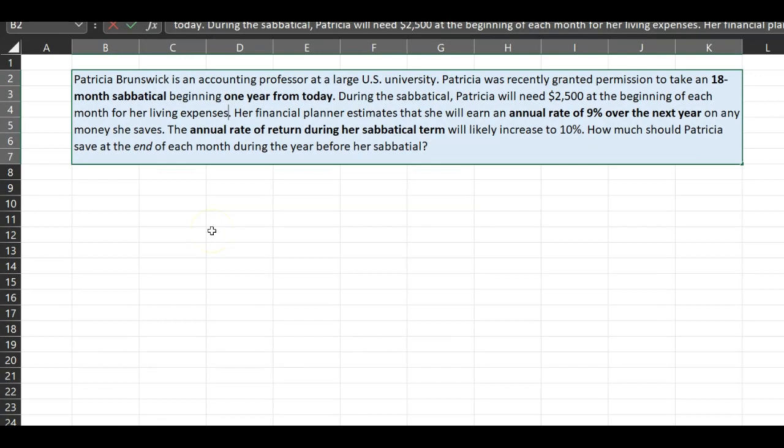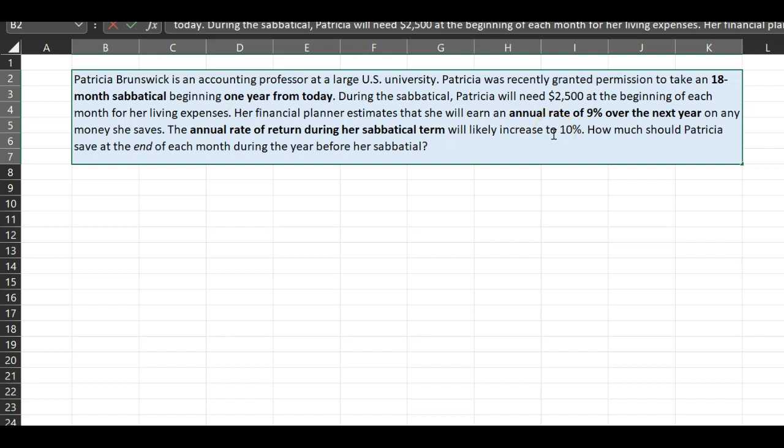So consider Patricia Brunswick. She's an accounting professor at a large US university. Patricia was recently granted permission to take an 18-month sabbatical beginning 1 year from today. Now, during the sabbatical, Patricia will need $2,500 at the beginning of each month for her living expenses. Her financial planner estimates that she will earn an annual rate of 9% over the next year on any money she saves, and that the annual rate of return during her sabbatical term will likely increase to 10%.